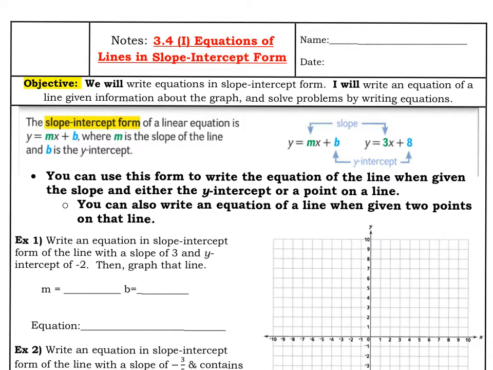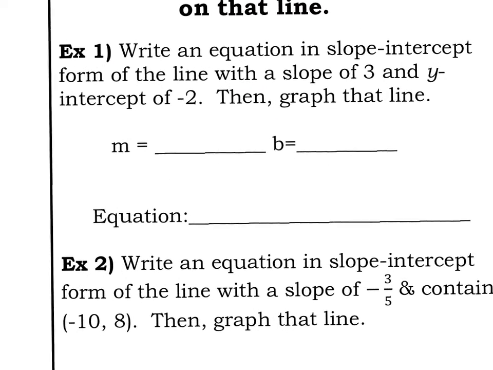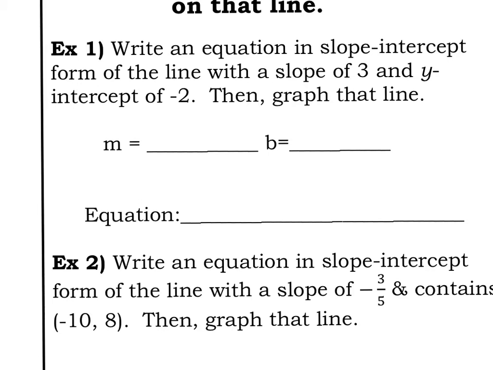So in my first example here, I want you to write an equation in slope-intercept form of the line with a slope of 3, so m is 3, and a y-intercept of -2. Then graph that line. So really all you need to do is say y equals 3x, and then I know it's y equals mx plus b. Don't say plus and -2, just say -2.